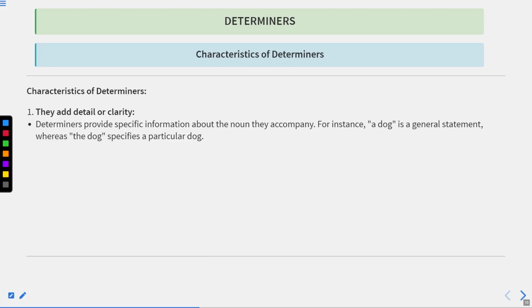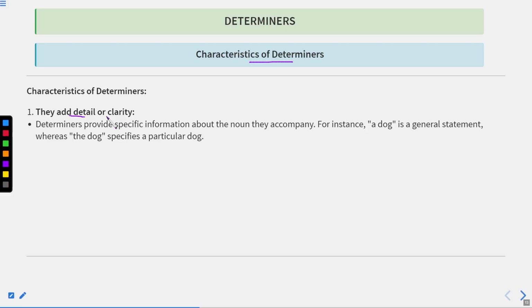Now let us move to the next one. We'll discuss now the characteristics of determiners. I hope the types of determiners are clear to you now, and we will elaborate each and every type of determiner in detail in later or future sessions. Okay, so now we'll discuss the characteristics of determiners.